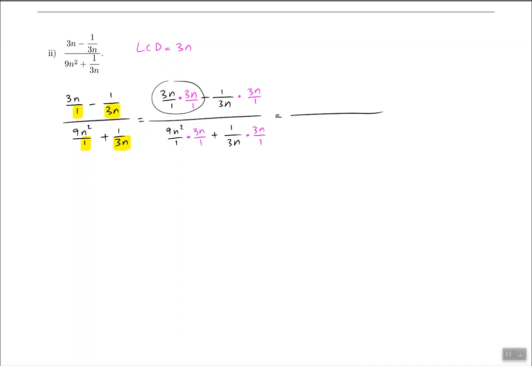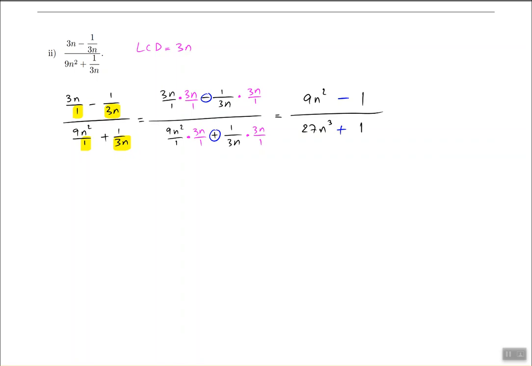So for instance, 3n times 3n divided by 1 times 1 will literally be 9n squared over 1, which is just 9n squared. Again, 1 over 3n multiplied by 3n over 1 is literally equal to 1. And there was a minus in the middle, so don't forget to write down the minus in the middle. Next, we do the 9n squared divided by 1 multiplied with the 3n over 1, which would give us 27n cubed. And then finally, there's the plus sign that we're going to copy and another 1. So the fraction is already simplified.